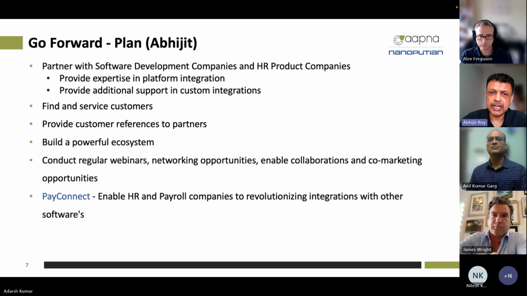So as part of our strategy, we plan to partner with software development companies and HR product companies. For software development companies, we will be providing expertise in platform integration and also provide additional support in custom integrations. For HR software companies, we will provide integration services to their clients as we see this as a typical challenge in software adoption. And we consider this to be a huge value for these HR software companies and enable them to sell more and be more successful.